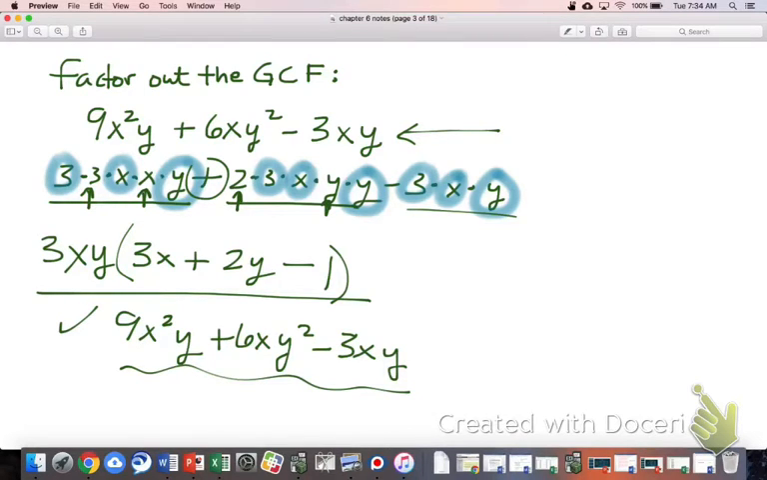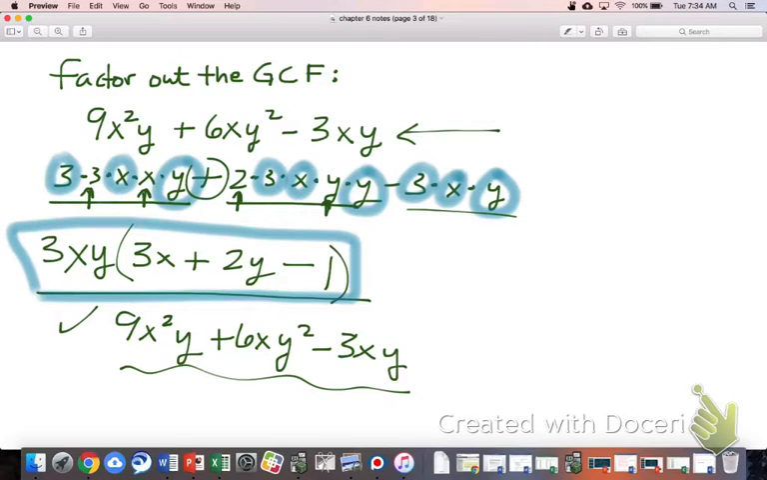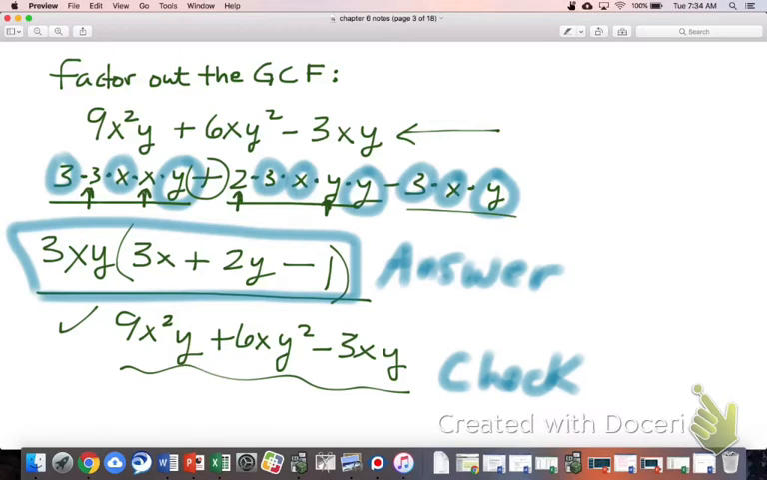Keep in mind that this is the answer we're looking for right here. At that point right there, we have factored out the GCF. That's an answer. This down here is just a check. So, like I said before, I'm going to strongly encourage you to check, but I want to make sure it's clear that this up here above, that's your answer.